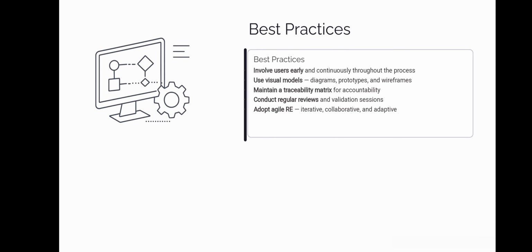To wrap up, follow these best practices. Involve users early and often. Use visual models like wireframes so stakeholders can see what they are getting. Most importantly, adopt an agile requirement engineering approach. Be iterative, collaborative, and ready to adapt to the changes as the project evolves.